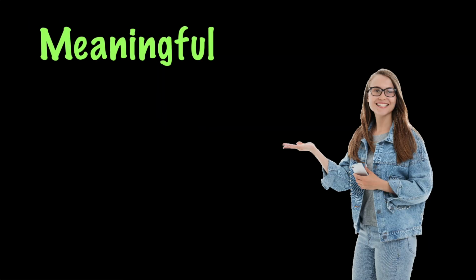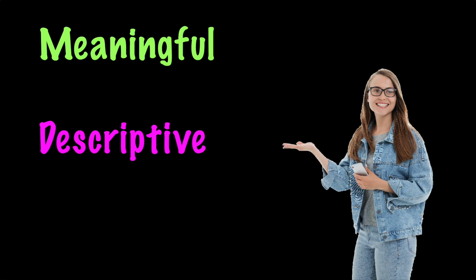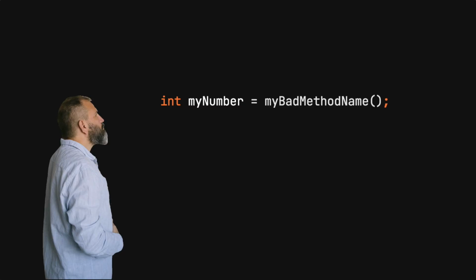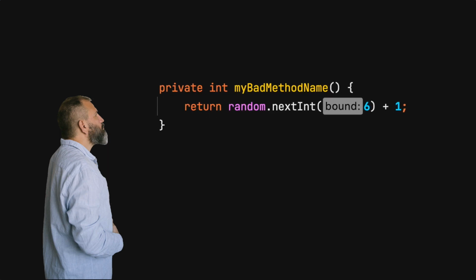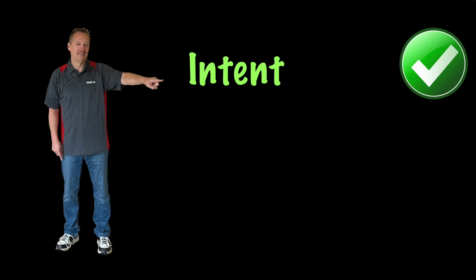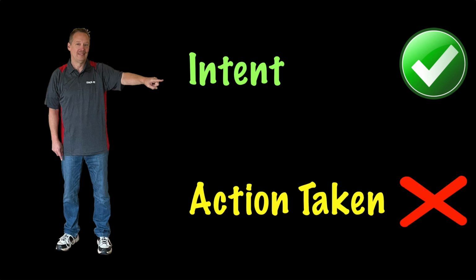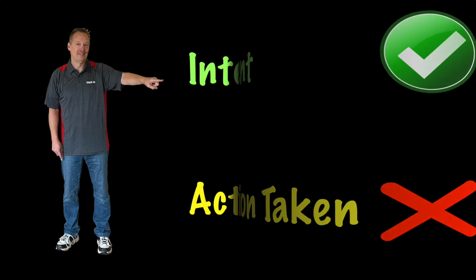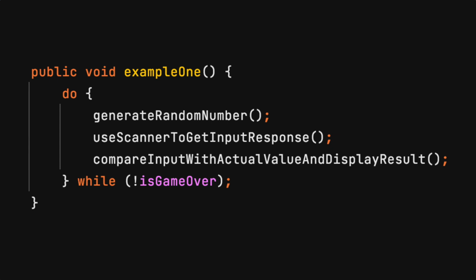The method name should be meaningful, descriptive, and help document the process. If other developers need to inspect the contents of the method to understand the purpose or intent, consider a better name. It is better to have a name that describes the intent, not the actions taken. Take a look at the first example.